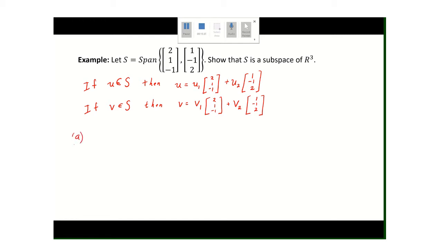Now, the three conditions. Is my zero vector in there? What was my zero vector? 0 is equal to 0 times (2, 1, -1) plus 0 times (1, -1, 2). Well, that is a number times my first vector plus a number times my second vector, so that's equal to (0, 0, 0). So my zero vector is in my span, so the zero vector is in my subset. That one's taken care of.